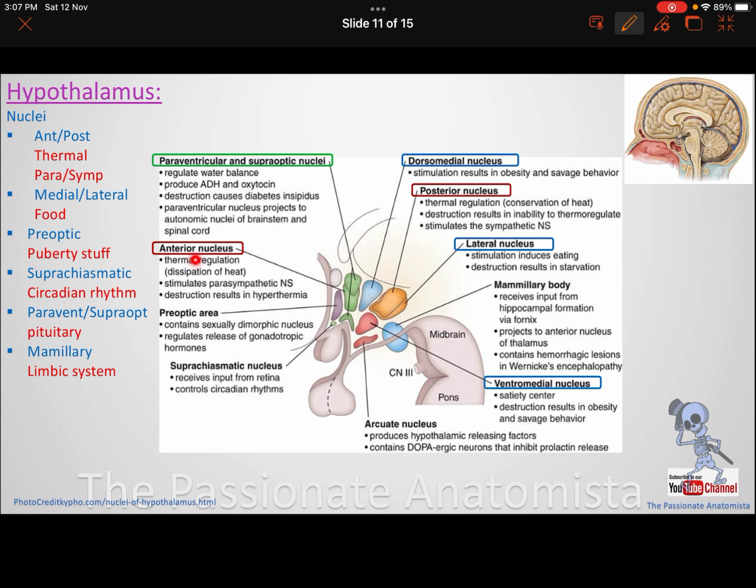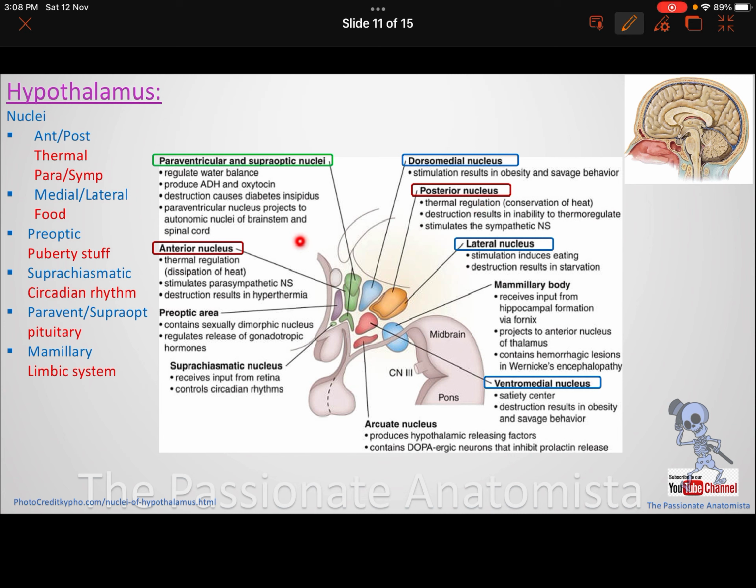Now then we have the anterior and posterior nuclei of the hypothalamus. Both of them are related to thermoregulation. So anterior to you and posterior, you are all surrounded by heat. I'm trying to give you just hints to help you remember the function in the exam. So anterior and posterior to you, you are surrounded by heat, and you need to thermoregulate that, whether it's conservation of the heat or dissipation of the heat. So the anterior and posterior nuclei are for thermal regulation.